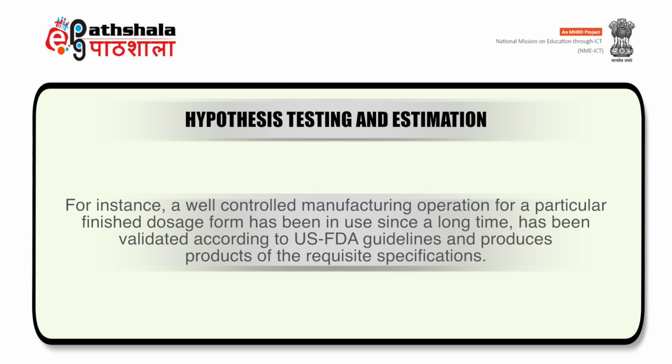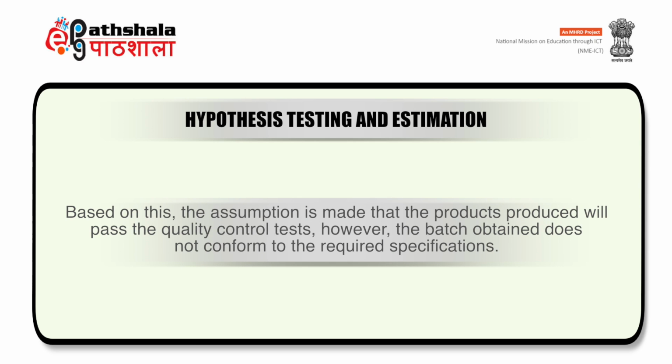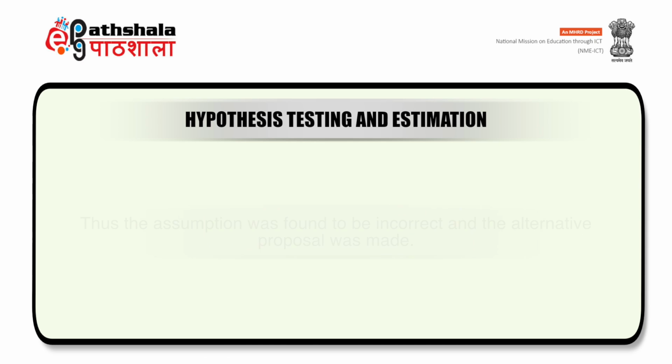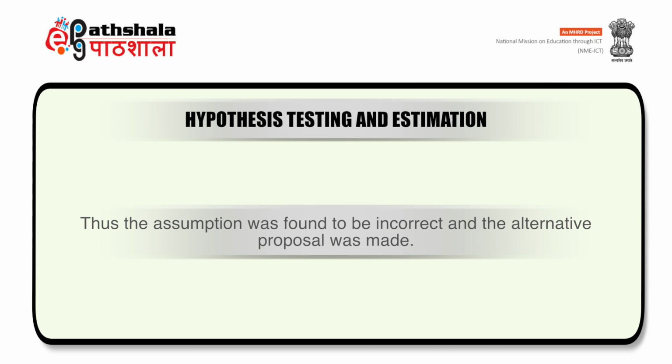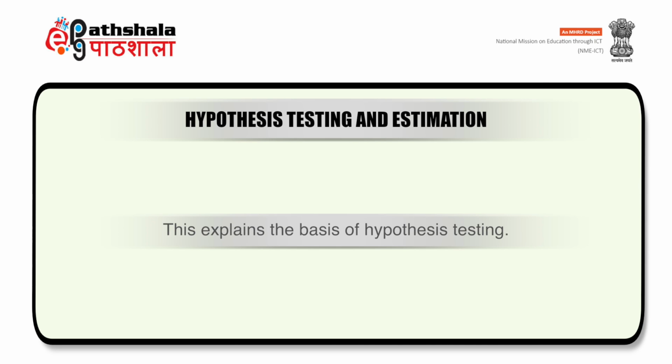For instance, a well controlled manufacturing operation for a particular finished dosage form has been in use since a long time, has been validated according to US FDA guidelines and produces products of the requisite specifications. Based on this, the assumption is made that the products produced will pass the quality control test. However, the batch obtained does not conform to the required specifications. Thus, the assumption was found to be incorrect and the alternative proposal was made. This explains the basis of hypothesis testing.